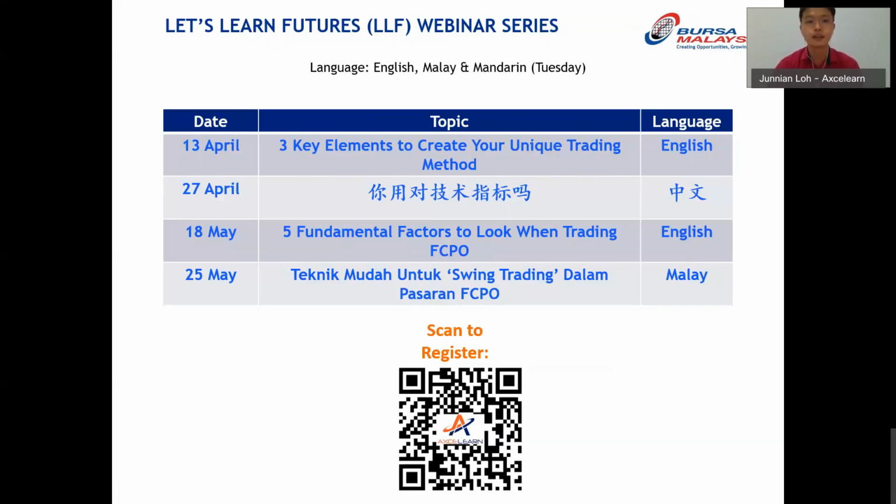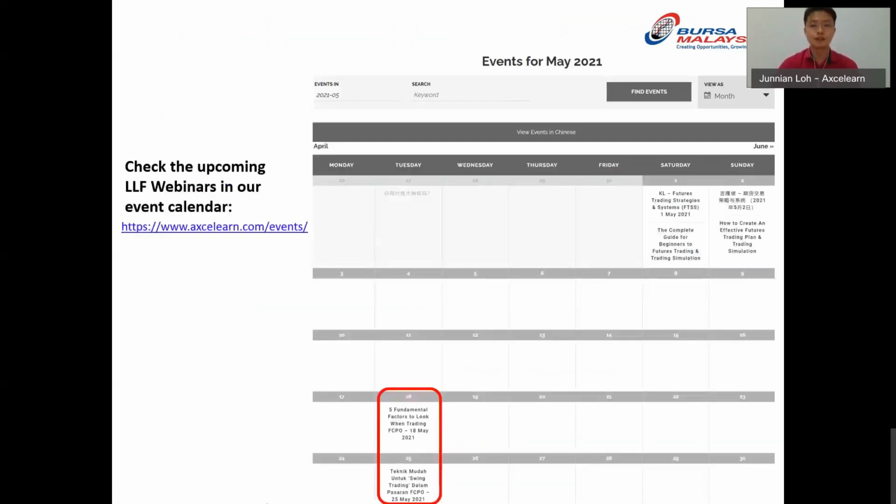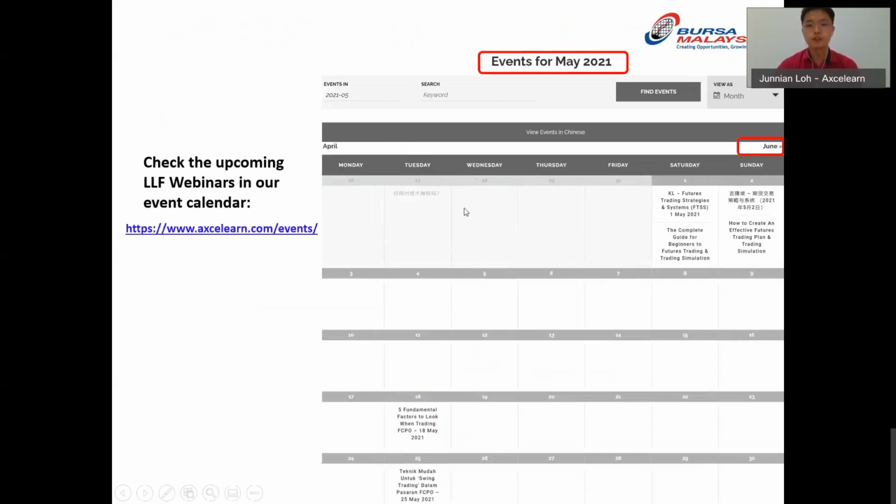Next, after you scan, it will redirect you to this calendar. You just have to focus on Tuesday, because the LLF webinars are all on Tuesday. If the topic you are interested in is not in the current month, you can go to this red box, then click June, or for now it is May. Then you also just focus on the Tuesday column.